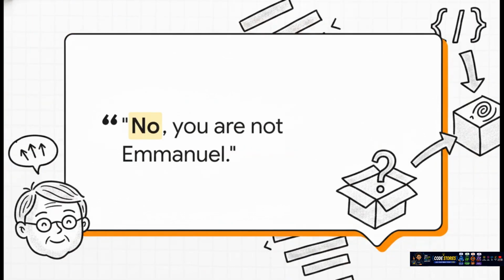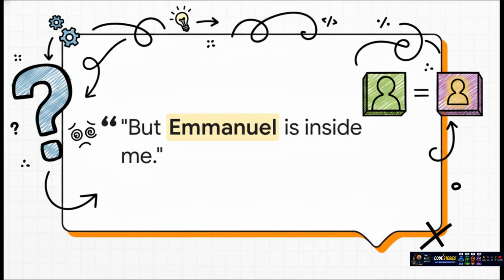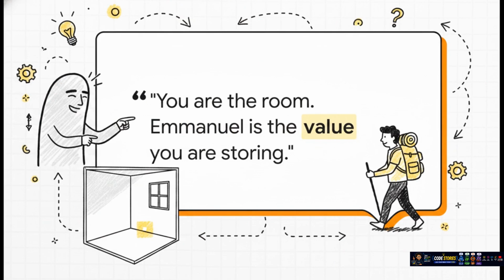But in the older room, Age just laughed. "Nope," he said, "you are not Emmanuel." Name was so confused. The traveler, Emmanuel, was standing right there inside him. Age smiled. "You're just the room. Emmanuel is simply the value you're storing right now."